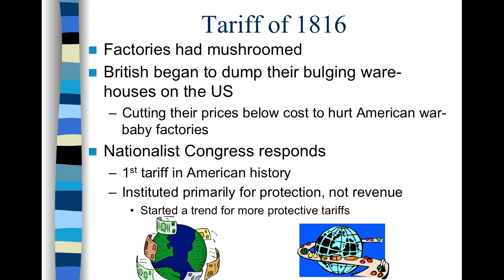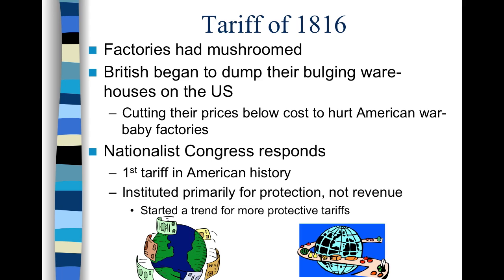So what Great Britain does is they begin to dump all their bulging warehouses onto the U.S. And what they do is they undercut the prices big time. Things that were being manufactured in the United States were a little bit more expensive, because Great Britain has a surplus, so they're going to dump it at really low prices. By doing that, they're actually hurting America's factories, the war baby factories, as it's often referred to. And this becomes a problem for the United States, and the manufacturers begin to scream for Congress to do something because it's out of hand. They can't compete with this, and Great Britain just kept dumping all their warehouses of manufactured products onto the Americans.